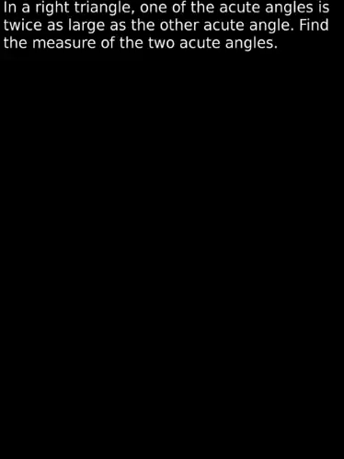Okay, so in this problem, we're talking about a right triangle. And a right triangle, remember, is a triangle where one of the angles is 90 degrees. So it says in a right triangle, one of the acute angles is twice as large as the other acute angle. An acute angle is one where the measure of the angle is less than 90 degrees. Find the measure of the 2 acute angles. Okay, so once again, I say to myself, what am I looking for? Well, acute angle 1 and acute angle 2. So let's write, we're looking for the first acute angle.